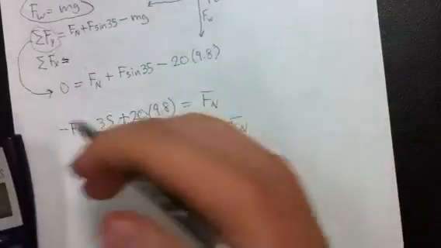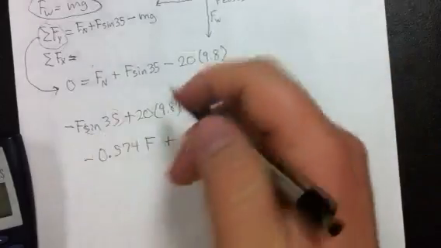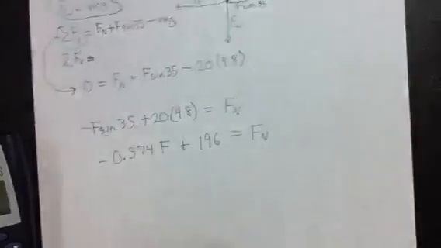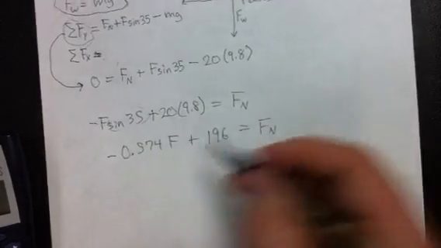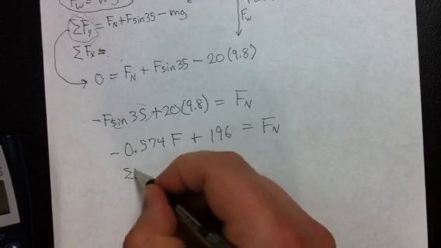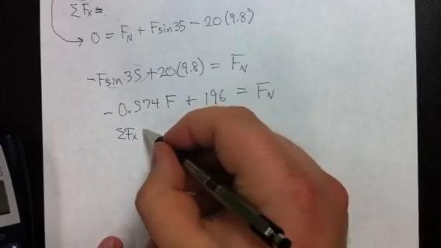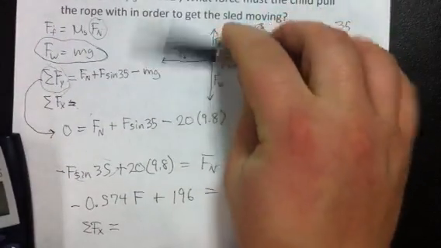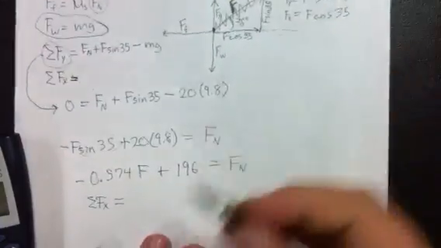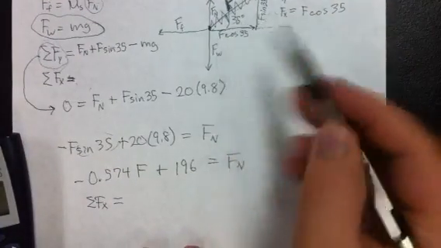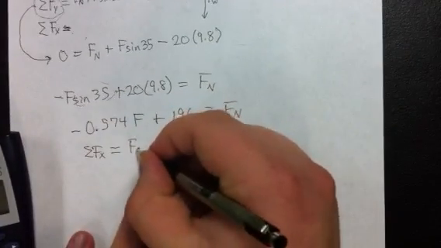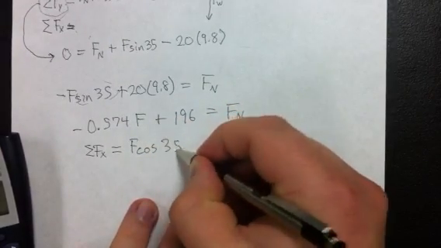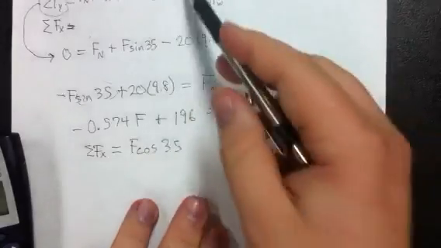So the next step, once we've solved for this normal force, is to go back up here and start solving for the sum of the forces about x. The sum of the forces about x is equal to, if it's acting to the left, it's negative. If it's acting to the right, it's positive. So the force acting in the right direction is f cosine of 35. The force acting in the left direction is the frictional force.